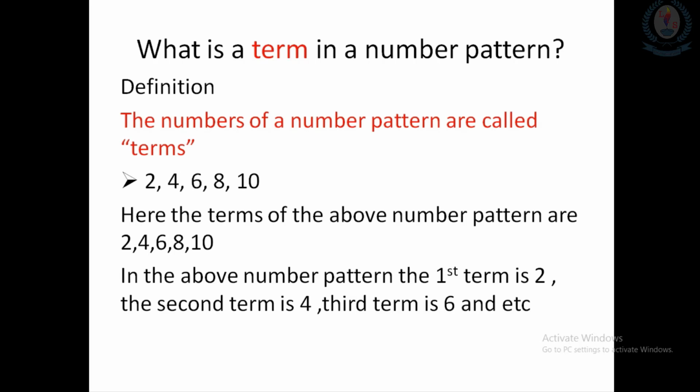What is a term in a number pattern? Definition: the numbers of a number pattern are called terms. 2, 4, 6, 8, 10. Here the terms of the above number pattern are 2, 4, 6, 8, 10. In the above number pattern, the first term is 2. Second term is 4. Third term is 6.